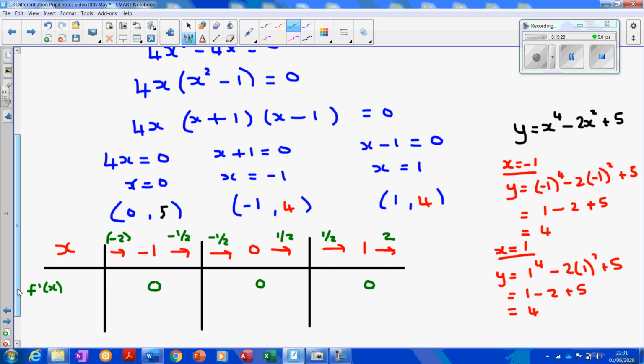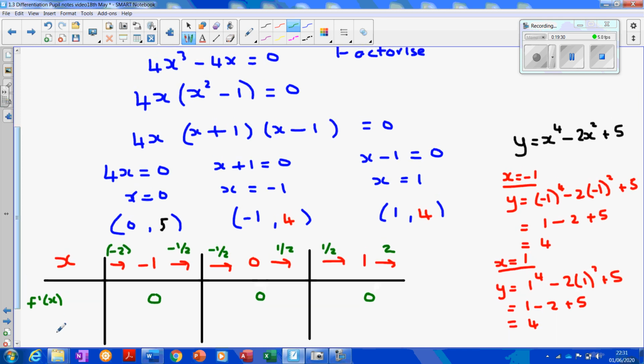Right, so the derivative for this one was 4x cubed minus 4x. Okay, and we want to know what's happening when x is equal to minus 2.